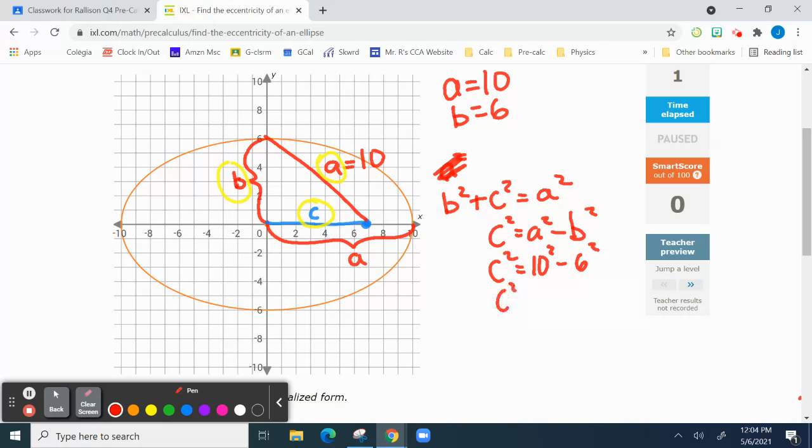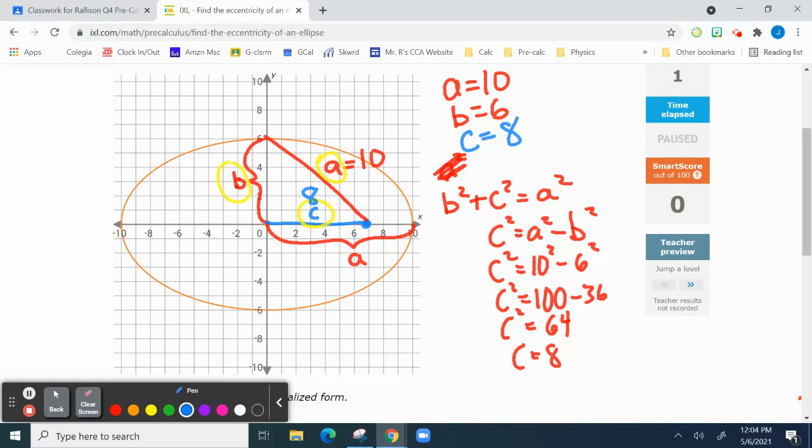So c squared is going to equal 100 minus 36. So c squared is going to equal 64, right? And that means the square root of 64, c equals 8. So this distance there, c, equals 8. And we'll put that up here, c equals 8.